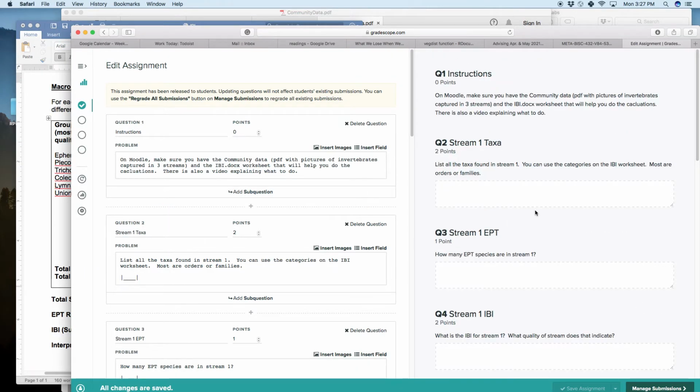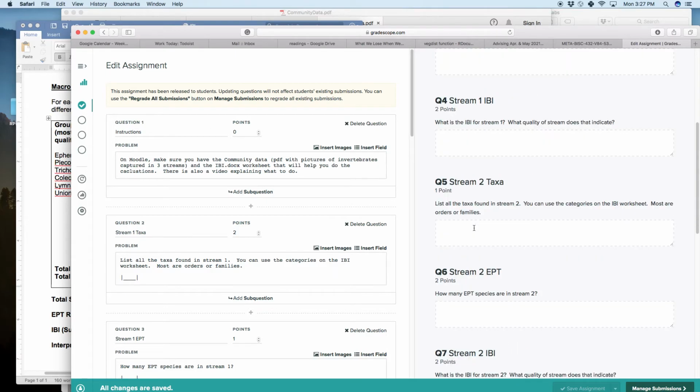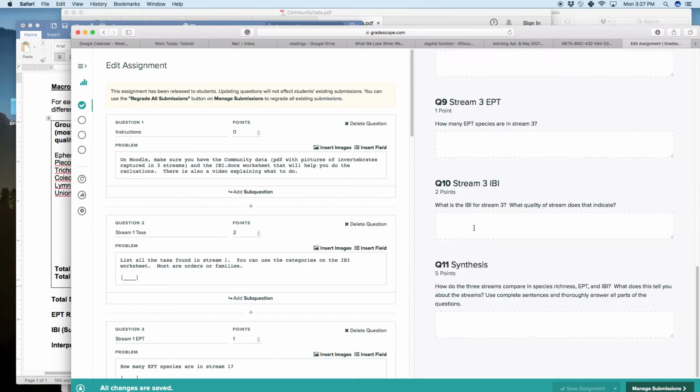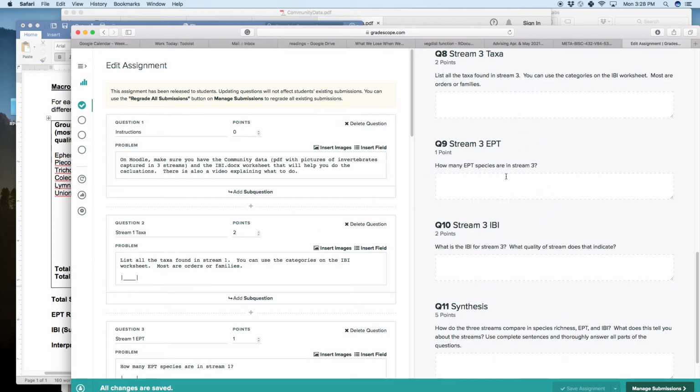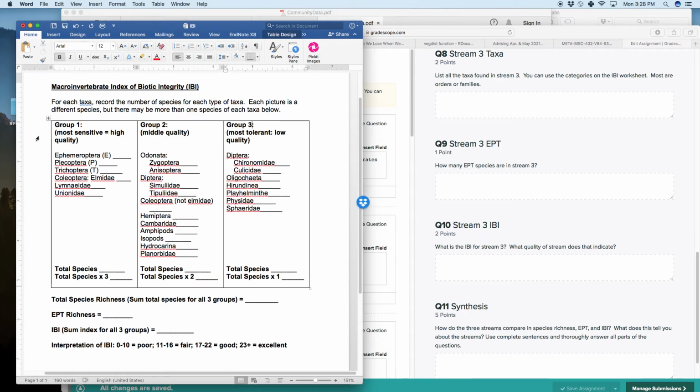And so then you'll answer all these questions. I'm going to have you list all the taxa for each stream, the EPT score, and the IBI. You'll do that for stream 1, stream 2, and stream 3. And then finally, I just have a couple of questions for you to synthesize all of this information. And I have multiple points so that we can figure out where you went wrong if your IBI ends up being an incorrect number. So you do need to make sure you're identifying these properly. A lot of them are at the order level, so it should be relatively straightforward. You guys have had a lot of practice with this.